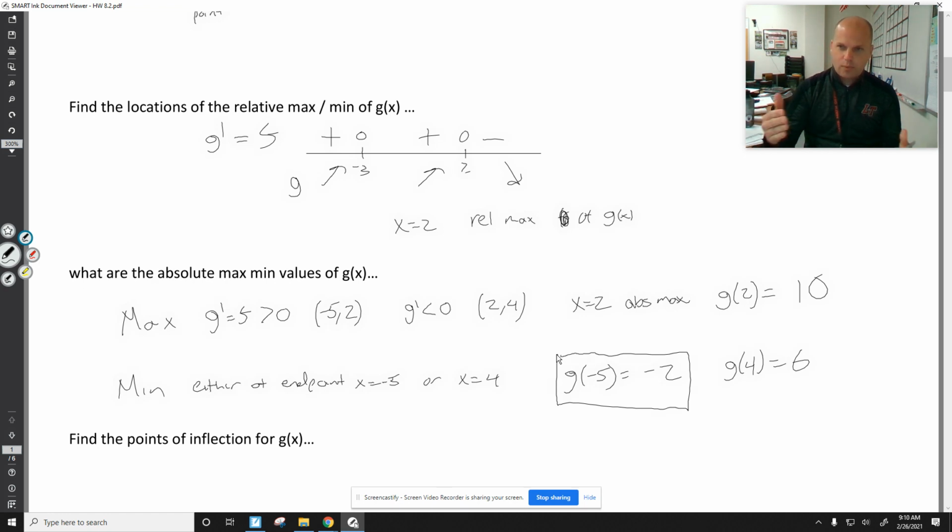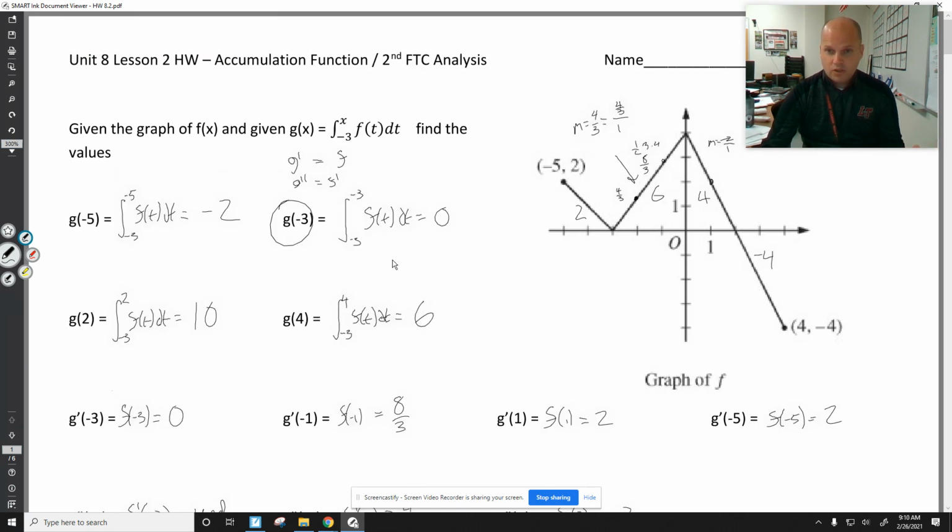You can either just check the endpoints and compare the values as a justification, or, since there's no relative mins, you can reference the areas. You can reference the displacement. The displacement from negative 3 to 4 is 6, which is bigger than the displacement from negative 5 to negative 3, which is only 2. So I go up 2, and then I end up 6 over the course of from negative 3 to 4, up 10, down 4. That's up 6.